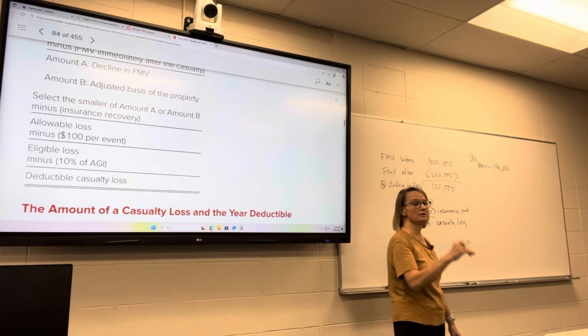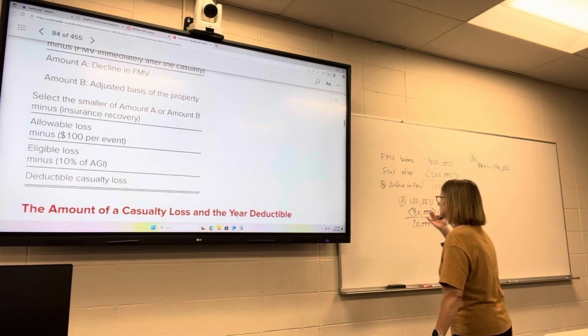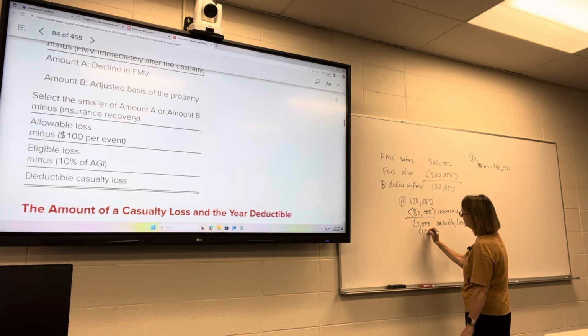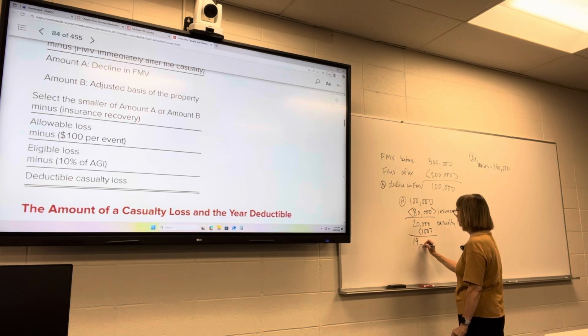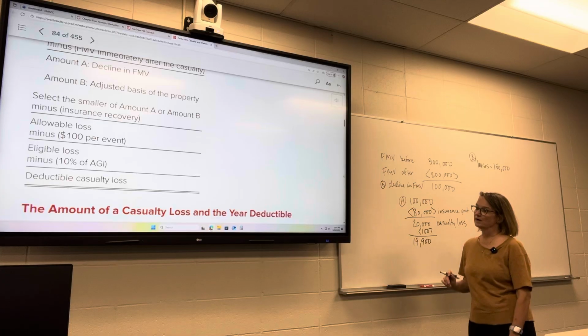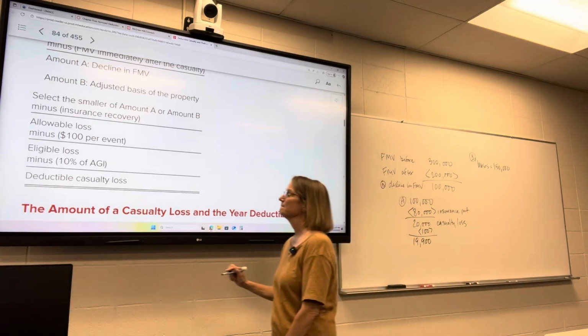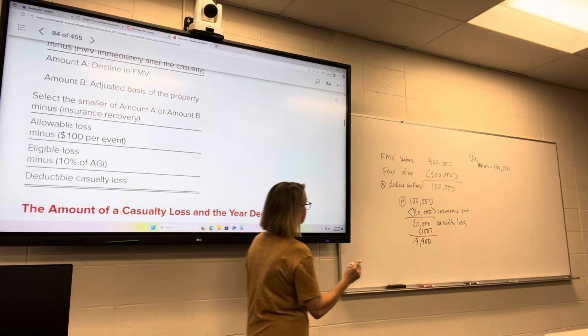Now we've got to subtract $100 per event. So that's per occurrence. So we'll subtract $100. I don't know what the $100 is. It seems pretty piddly to me, but $19,900 is what we have left. That's our eligible loss.